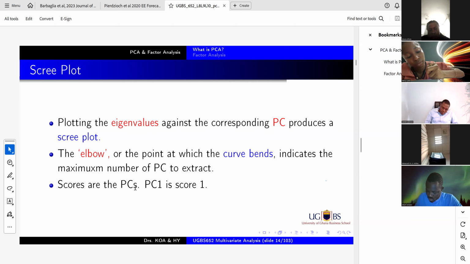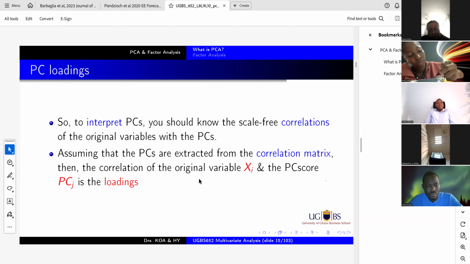Now, the scores are what is known as the principal component. So you have principal component 1, and you have that score of 1. Now, how do you interpret the principal components? We've just done an example anyway. You should know the scale-free correlations instead of the covariance.